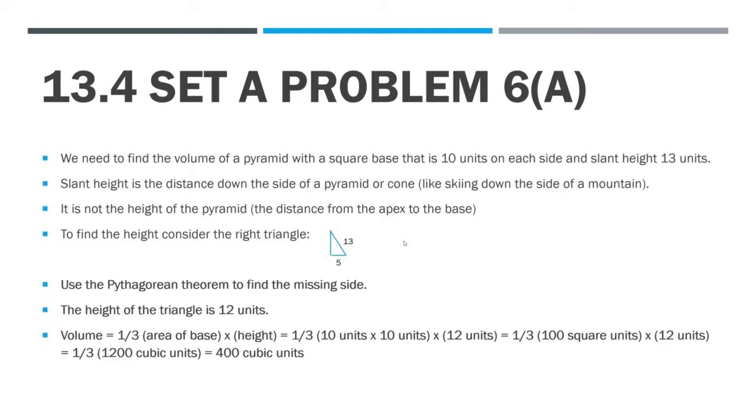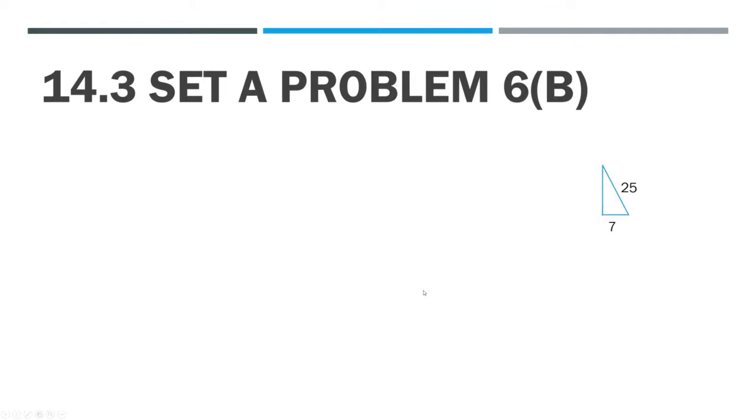And then we use the formula 1/3 times the area of the base times the height. So 1/3 times 10 units times 10 units times 12 units. This gives me 1/3 times 100 square units times 12 units. And so we have 1/3 times 1,200 cubic units, or 400 cubic units. Next, we'll look at part B of this problem.